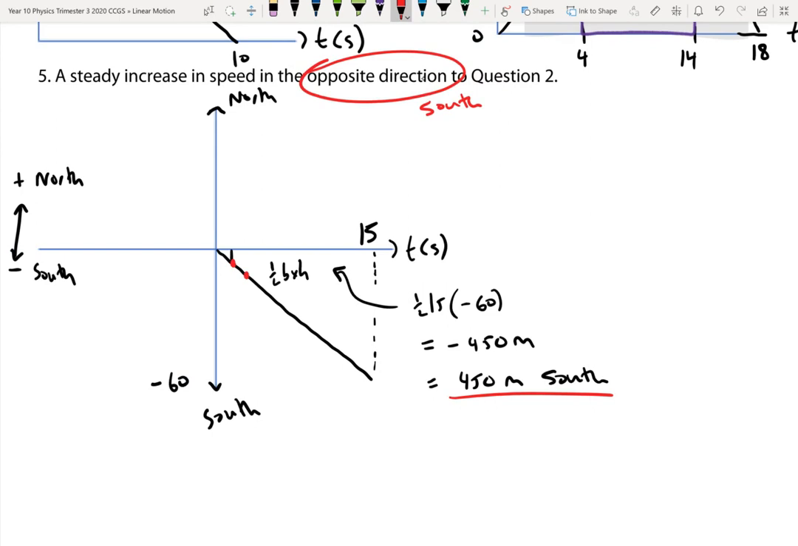4, then 8, then 12, then 16, 20. Every second it's increasing. So imagine you're watching the speedo going from 0 around to 60. It's how fast it's going. So over time, your velocity is increasing. All right? So over time, you're creating an area underneath your x-axis. Okay?